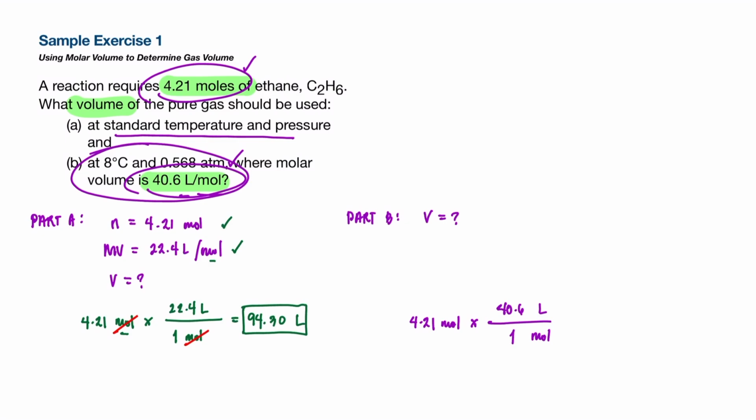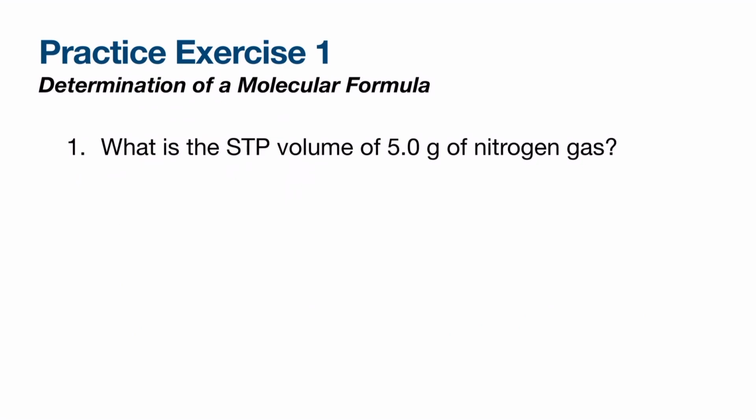Then we can cancel the units. We can cancel this and this. Then we'll have liters as our final answer. So 4.21 times 40.6 divided by 1 is equal to 170.93 liters. Therefore, for conditions in letter B, the volume of pure gas needed for the reaction is 170.93 liters. Now, please pause the video to answer our practice exercise number 1.